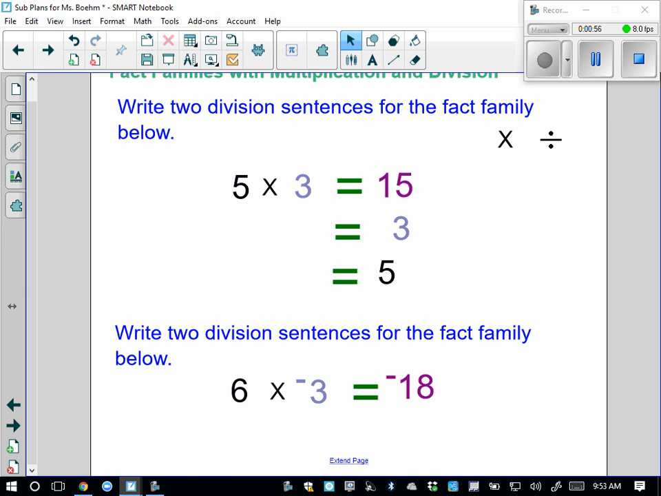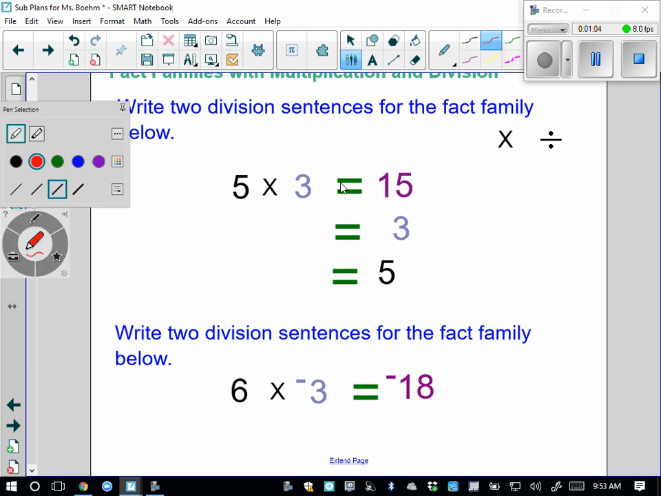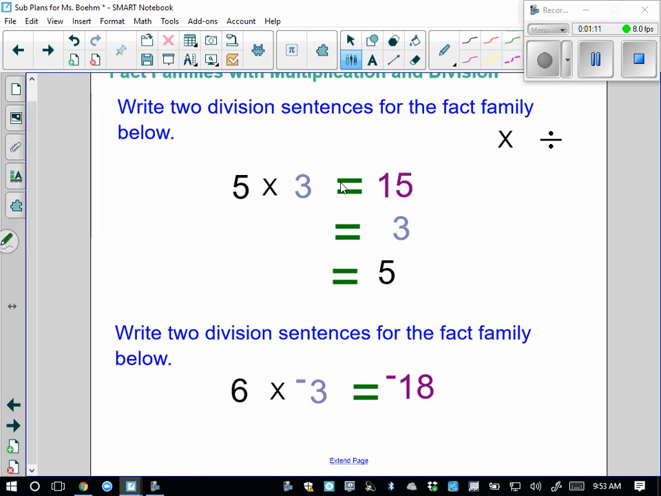Okay, so I'm just going to talk through this for a minute, when I do the reading here, and then I'll take questions. It's really helpful to read carefully, because as you have seen, sometimes I rush and then I make reading mistakes. You want to write 2 division sentences. Right away it's telling you, I need you to come up with 2 division sentences for the fact family below. So that means I've got to use the division sign twice.